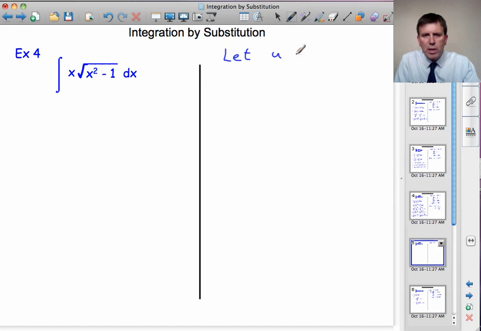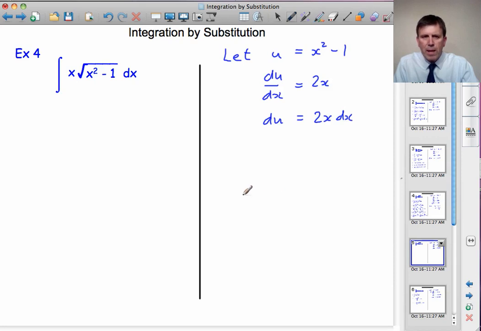So let u equal x squared minus 1. So du by dx is equal to 2x. The differential of x squared minus 1 is 2x. So du is equal to 2x dx. Now where this differs from the previous example is I don't need to find x in terms of u, because the x is going to be used up by this substitution.